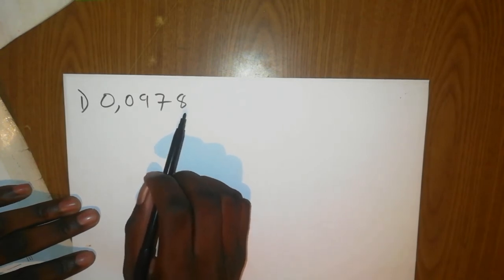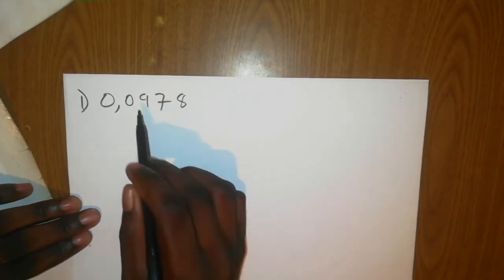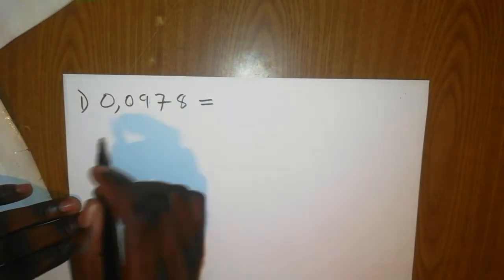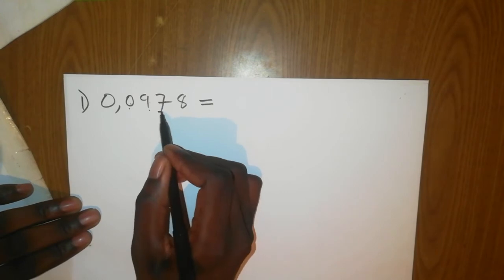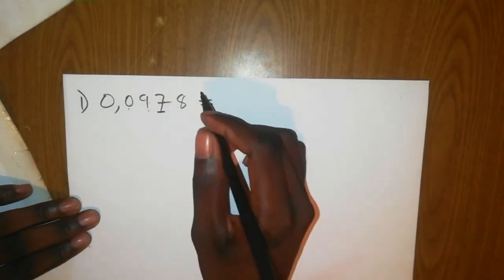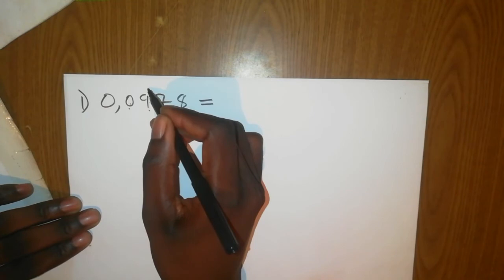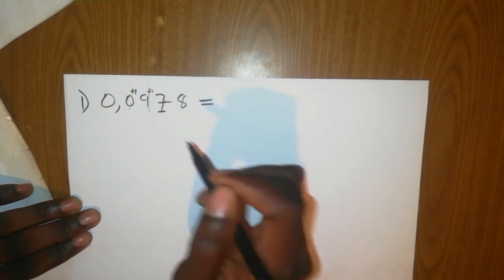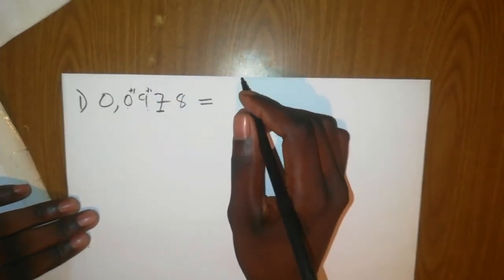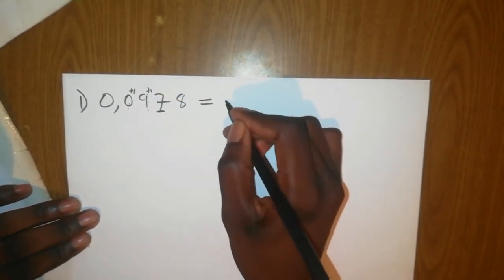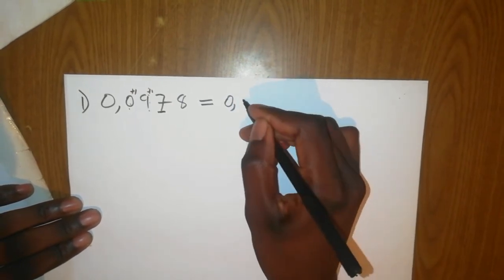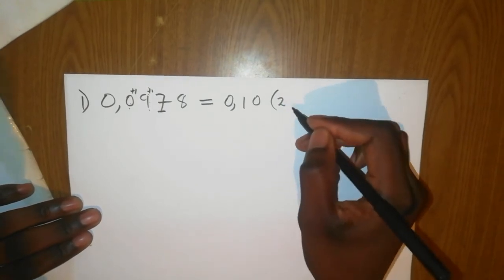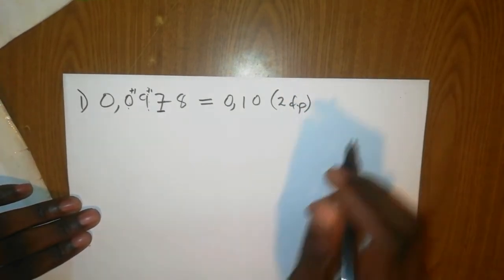Given this number, express it correct to 2 decimal places. First of all, how many decimal places do we have here? It's 1, 2, 3, 4. So to 2 decimal places, you count 1, 2, we look at the third one. In this case, this 7 will give a plus 1 here, that's 10, then plus 1 there. So your answer is going to be equal to 0.10. That's to 2 decimal places.